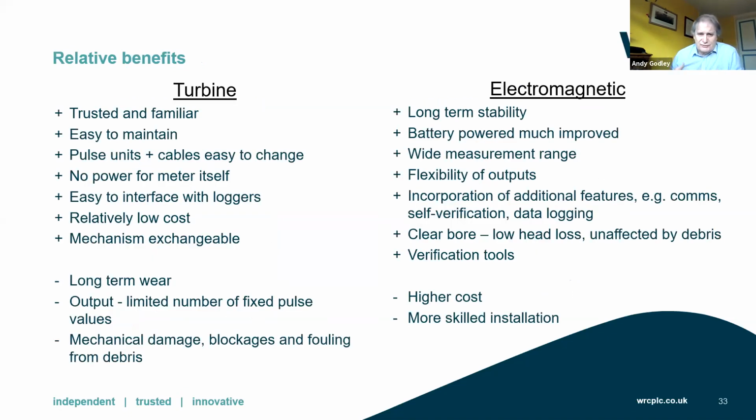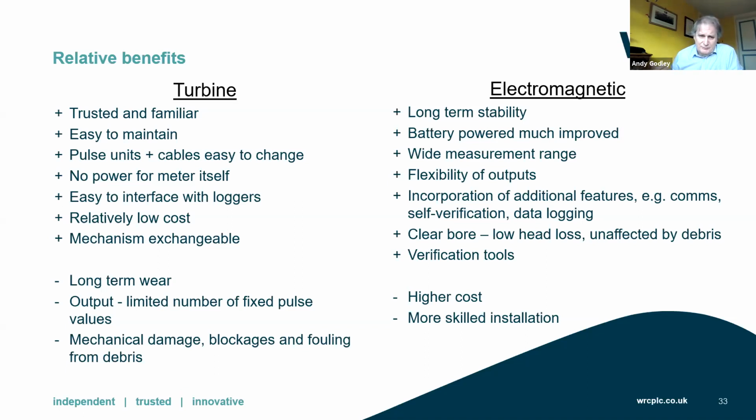Whichever technology you use, there are various pros and cons for both. Turbines are obviously well trusted, very easy and simple to understand, but they do suffer from long-term mechanical wear, which changes the performance over time. We've had a number of meters through the rig that have been damaged through loss of blades, through blockages, fouling from debris, which obviously has an effect on the accuracy of the meter.